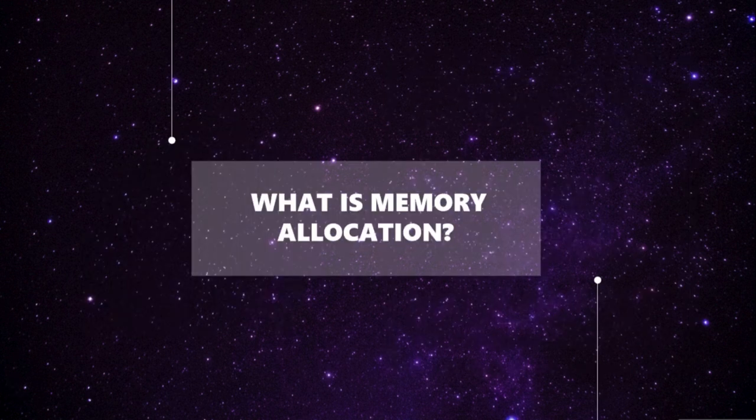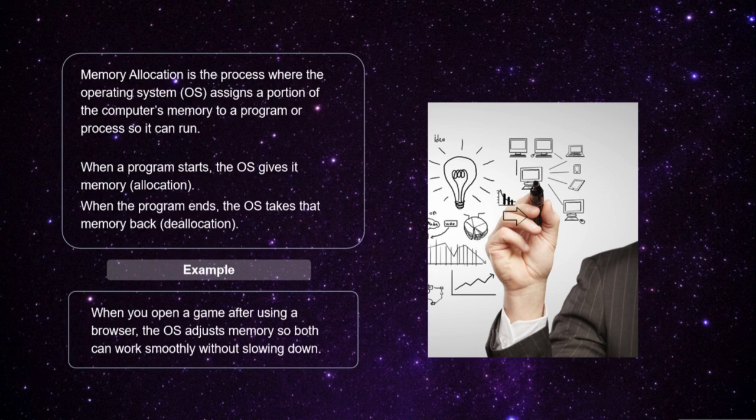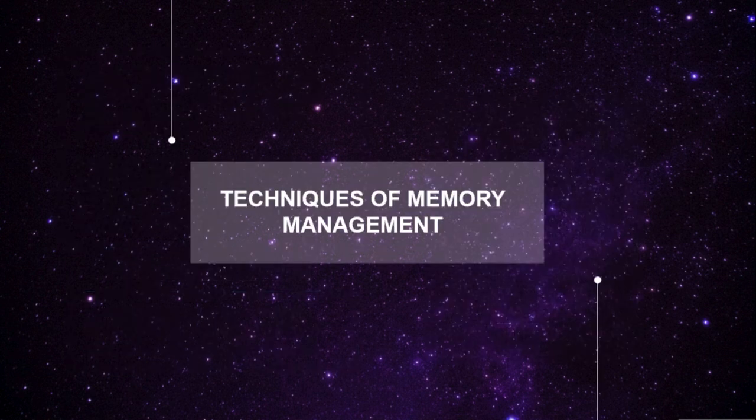What is memory allocation? Memory allocation is the process where the operating system (OS) assigns a portion of the computer's memory to a program or process so it can run. When a program starts, the OS gives it memory allocation. When the program ends, the OS takes that memory back. Example, when you open a game after using a browser, the OS adjusts memory so both can work smoothly without slowing down.